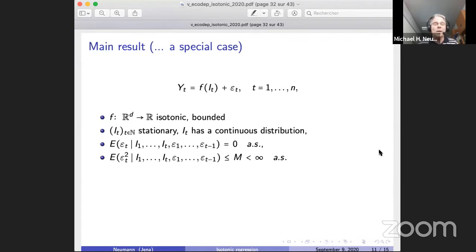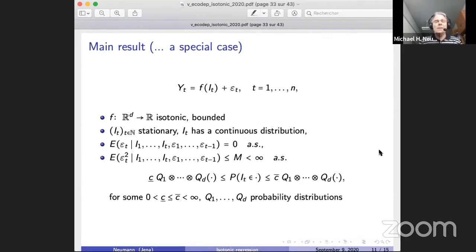The information variables form a stationary process, and again, for simplicity, we assume here that they have a continuous distribution. Then these conditions on the errors epsilon t. So next part. And we assume that the density of the information variable is bounded away from 0 and bounded away from infinity. This is more or less described by this more complicated formula.